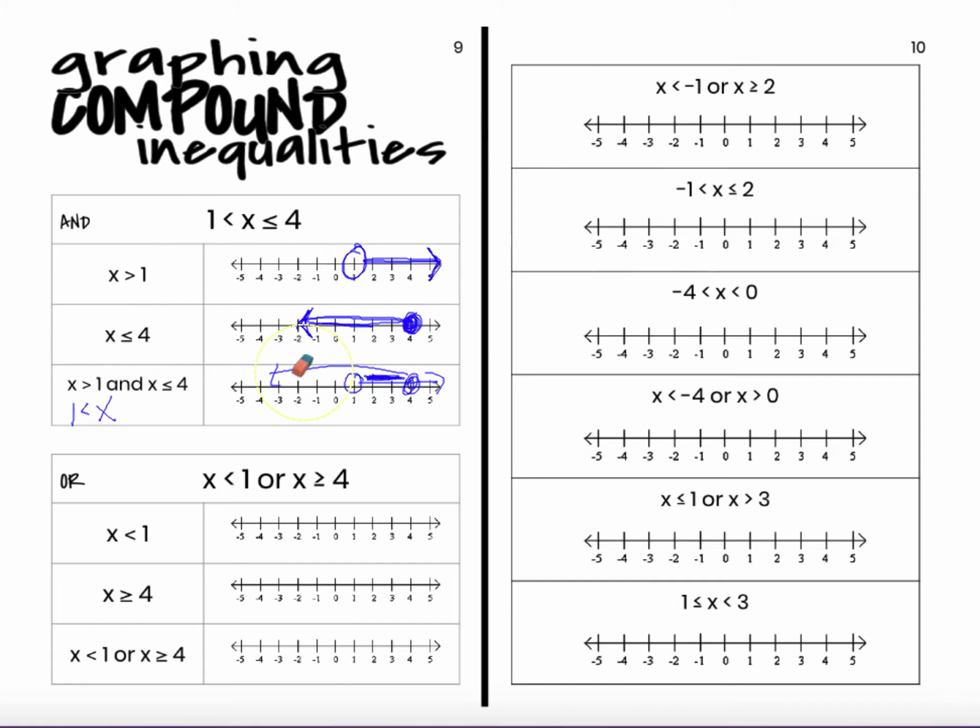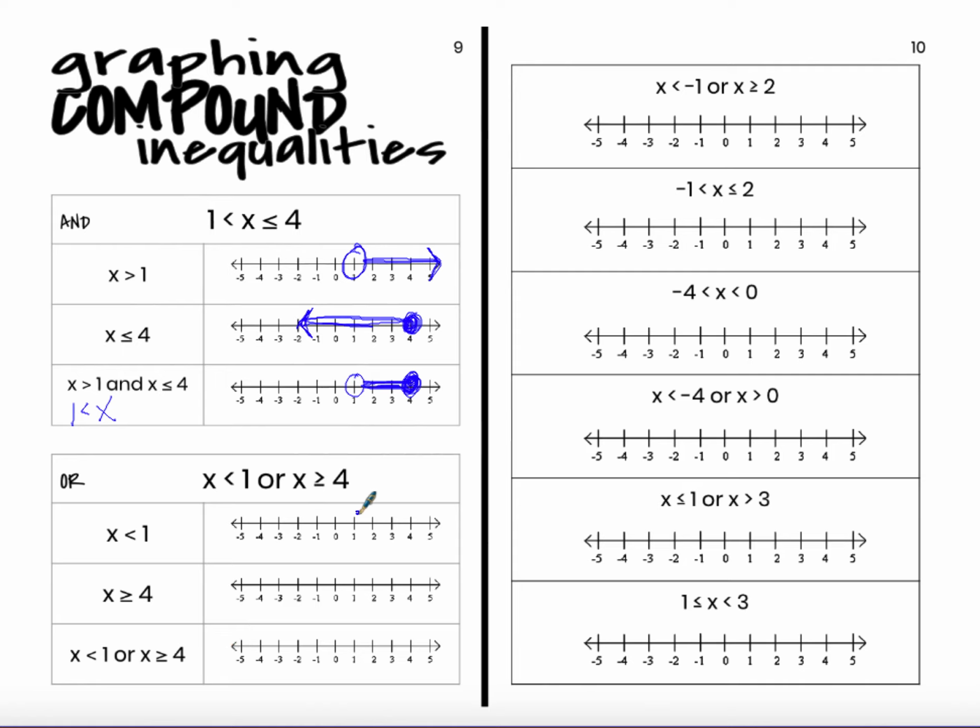Some students like to do it this way, then erasing the non-overlapping region. I would suggest that instead you look at the compound inequality, identify the lower bound, 1, identify the upper bound, 4, paying attention to open or closed dot, and then recognizing since it's an AND, we're going to shade the area between those two bounds. However, if it helps you to graph both simple inequalities on the same number line and then to erase the non-overlapping areas, that is fine as well.